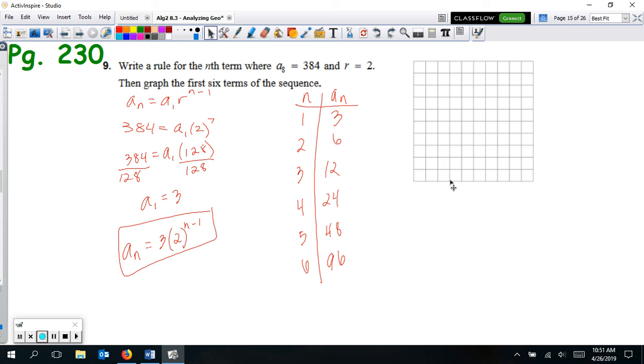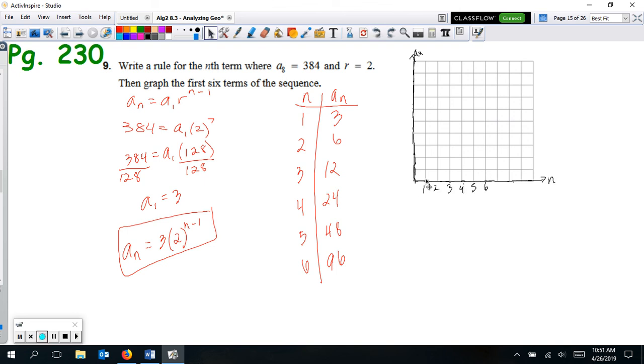Let's go ahead and draw our axes over here. I'm just going to do it like an L graph. So we're going to have our a of n axis, that's like our y-axis there, the n axis over here, which is like our x-axis. And let's go ahead and number these. So for the n, we're going to just number them 1, 2, 3, 4, 5, 6.